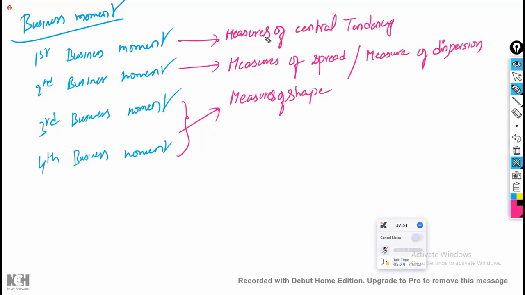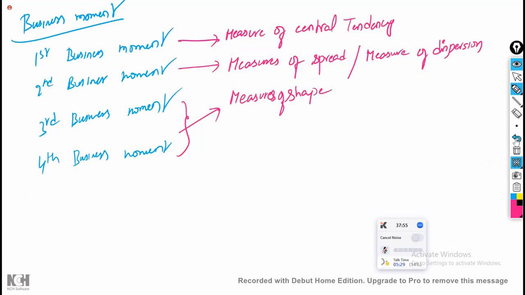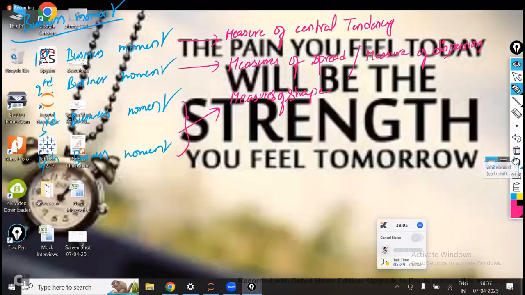Okay, let's start first. Is that clear, guys? These are just the headings only. I have written only the headings. From the headings, you will not understand anything. You will understand one by one clearly.